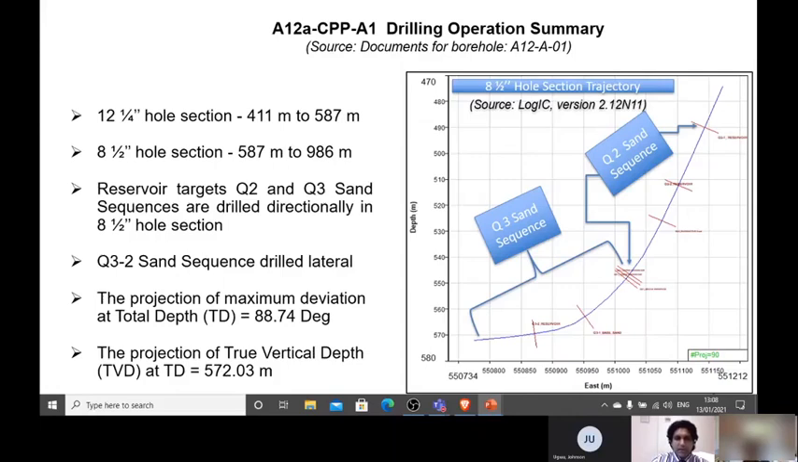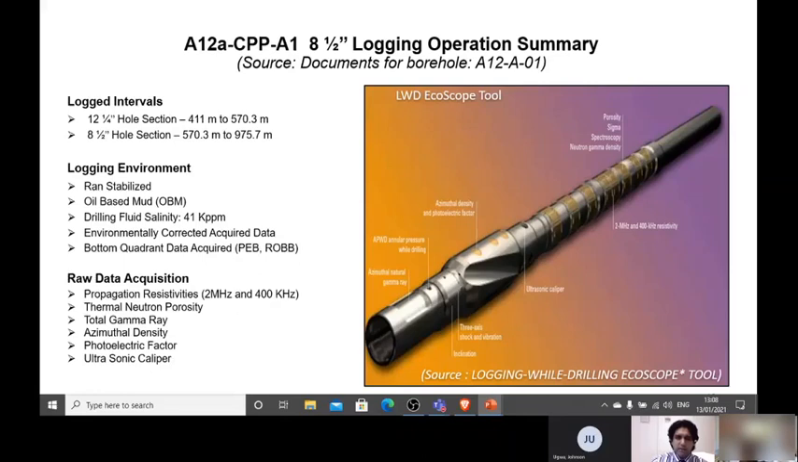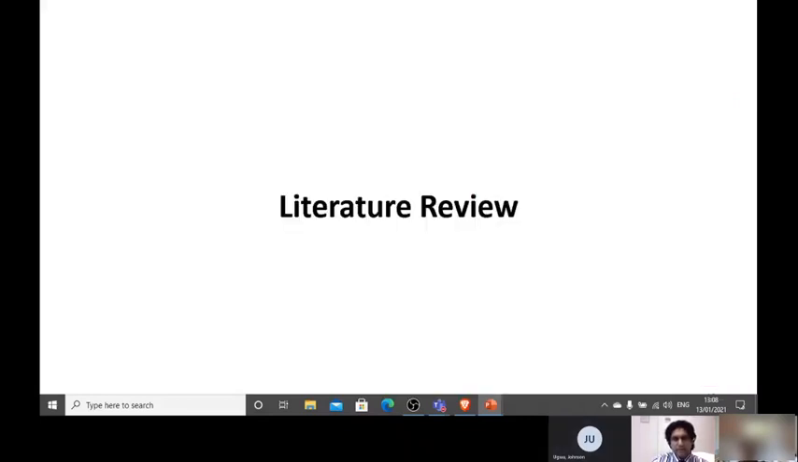Drilling operation summary. The Q2 sand sequence was drilled deviated while Q3 sand sequence was drilled in lateral part of 8.5 hole section. The TVD at total depth is 572 meters. The stabilized LWD Ecoscope tool was run in 8.5 hole section to acquire measurements. The bottom quadrant density data was used for evaluation purposes.